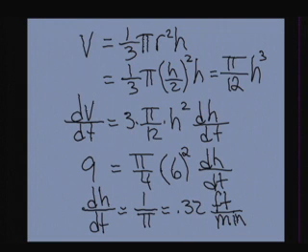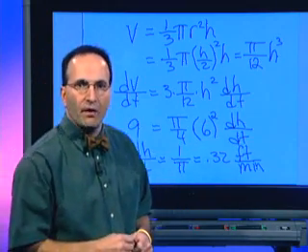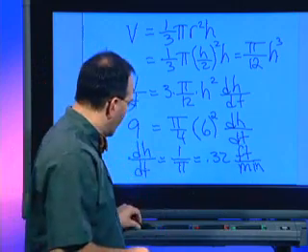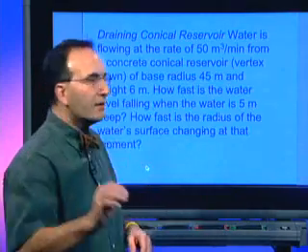And that tells us that the height of the water level rising is 32/100ths of a foot per minute. Well, now it's time for you to try a problem. I'm going to give you a problem that involves draining a conical reservoir. And so here it is.